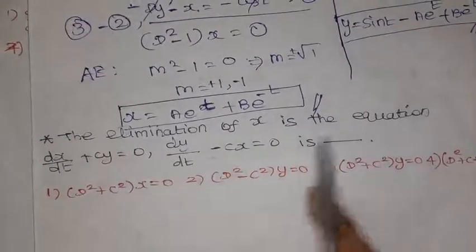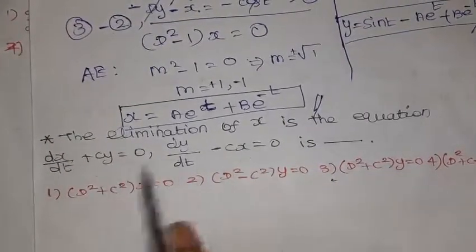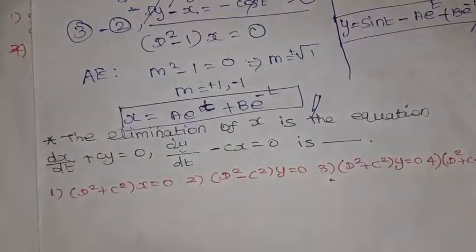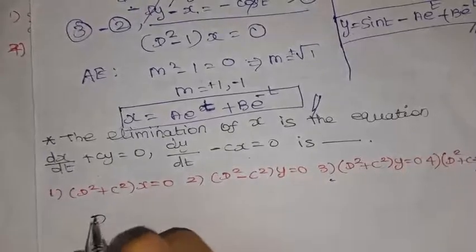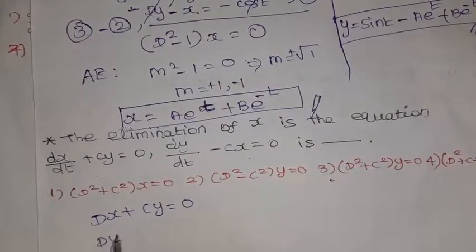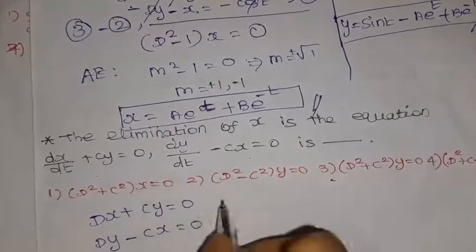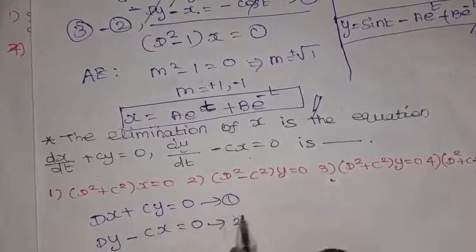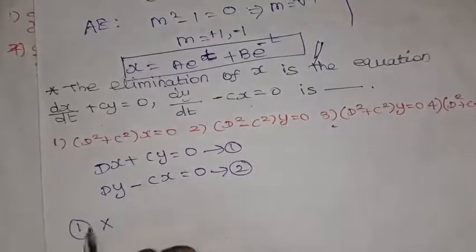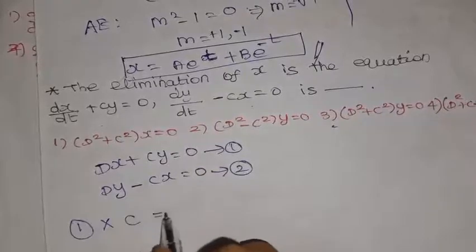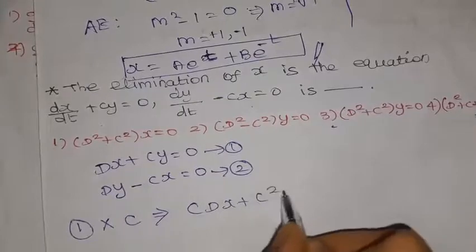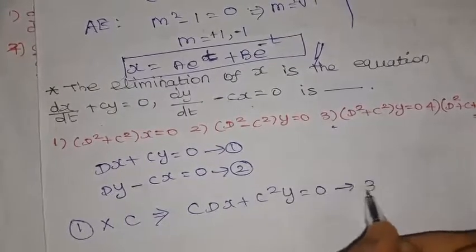Elimination of x is the equation. We need to eliminate x from this. Okay, we'll see. So dx + cy = 0, then dy - cx = 0. Say it is equation 1 and this is equation 2. So multiply the first equation by c: c dx + c²y = 0. Say it is equation 3.